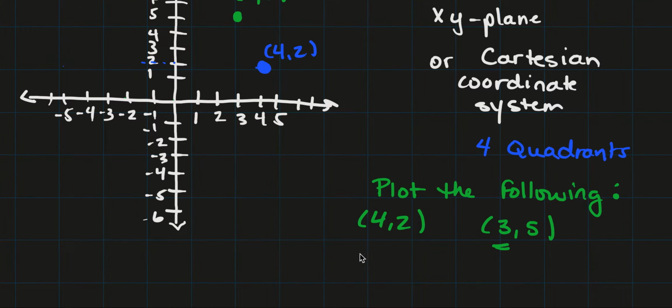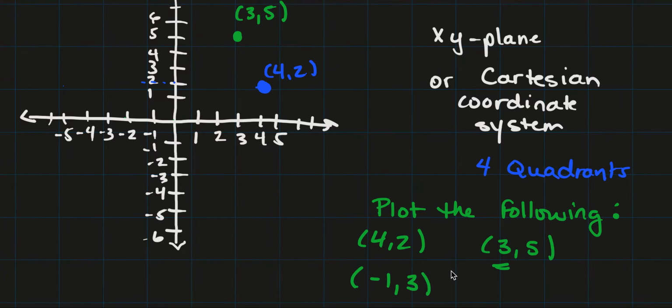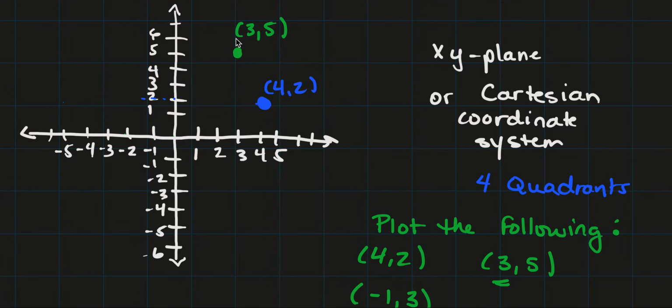How about the point -1, 3? So you can see these 2 points lie in the first quadrant. That's something you might see on your homework. What quadrant does the point 3, 5 lie in? You would say, oh, that's quadrant 1.